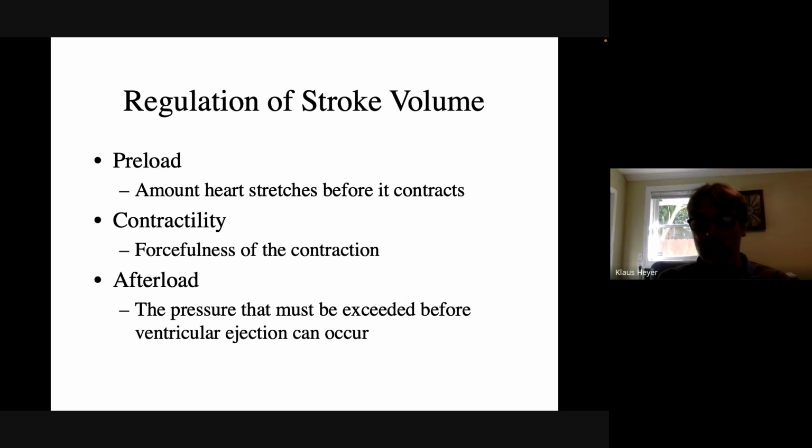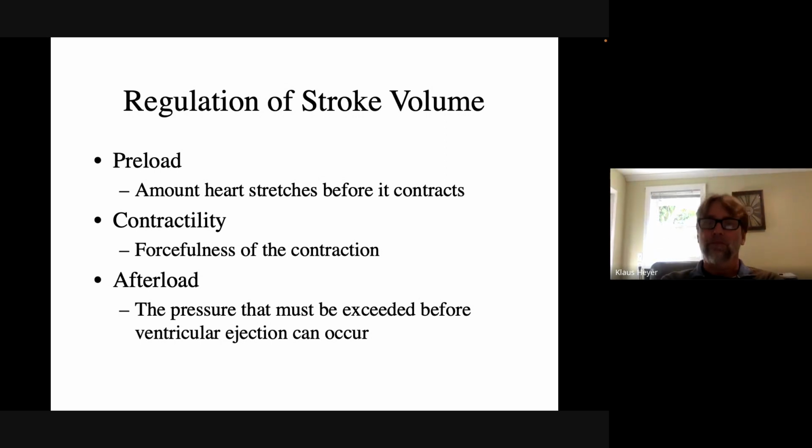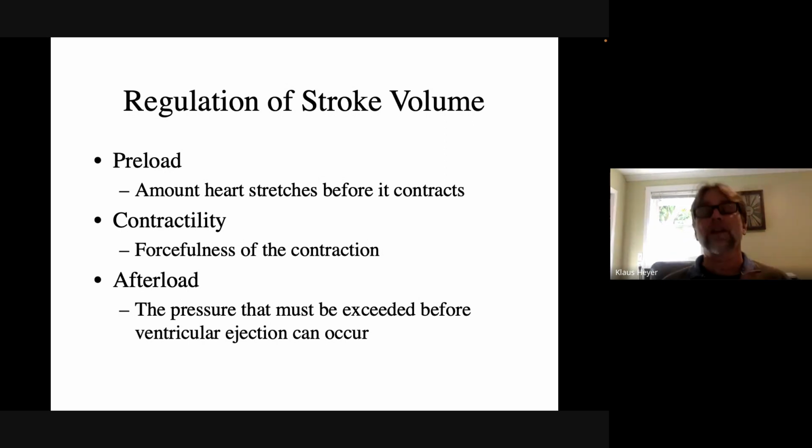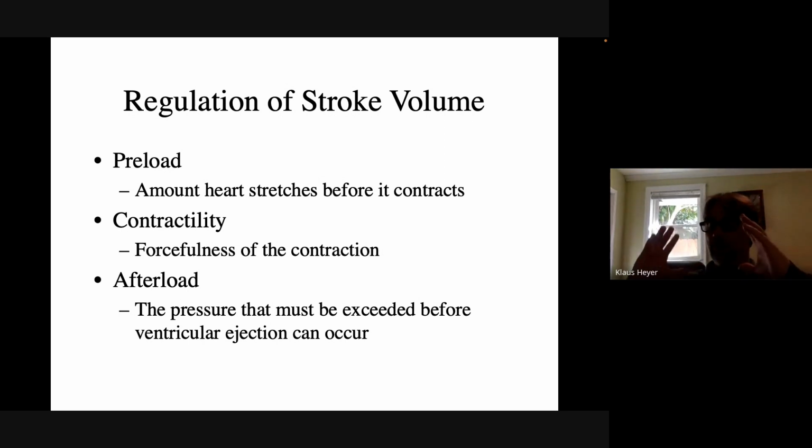Afterload is the one that's a little confusing, right? So if you think about a water balloon, like you're filling a water balloon up with water, and then you're going to take the end of the water balloon and squirt people with it, right? So preload is how much water you can get into the water balloon, right? Because the more it stretches, the more water you're getting into it, the more you're going to be able to squirt people with the end of the water balloon. Contractility is like if I were to come up to the water balloon and push on it, it's going to make the water come out even more.